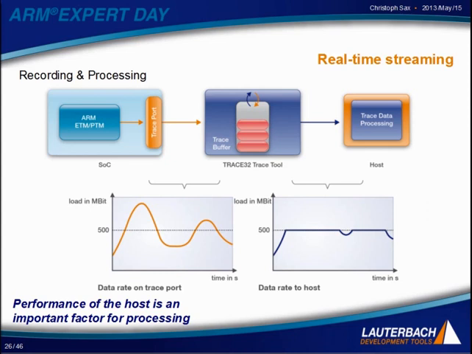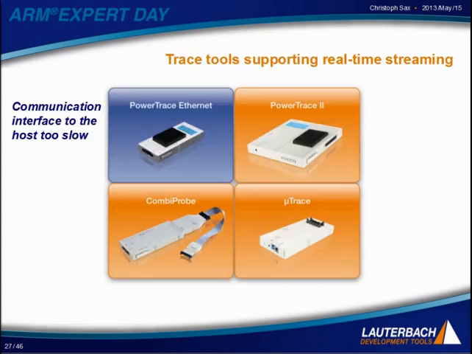The trace buffer is responsible to even out peaks in the data rate of the trace data and to force a constant data transfer rate to the host. One other major important factor for this approach is the processing performance of the host, because also this processing performance has to keep up with the data rate of the trace port. For the support of real-time streaming, the same applies as for streaming.